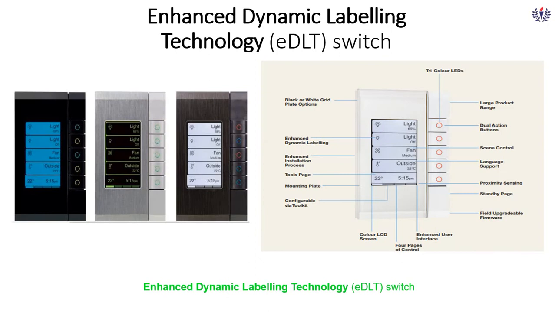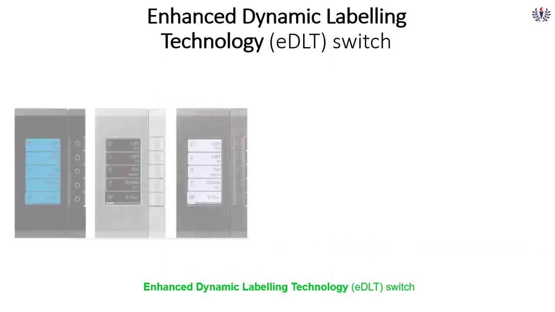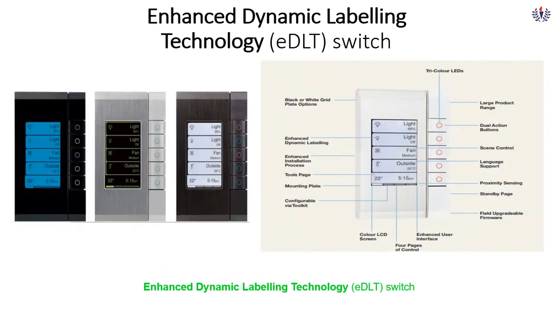Apart from that, we do have an EDLT switch. So EDLT switch is nothing but the enhanced dynamic labeling technology switch. So here we do have three types of switches. These are the various designs available in the Schneider product. Apart from that, inside we have a screen like an LCD screen with backlights, and also we do have tricolor LED switches, and also we can control the scene of that particular switch, and also we can change the languages, everything we can do. And we do have the backlight for this also.